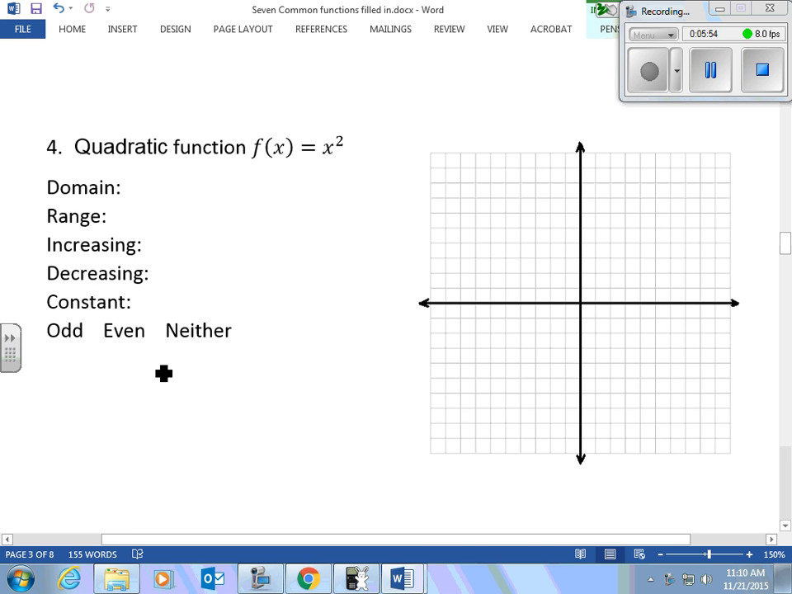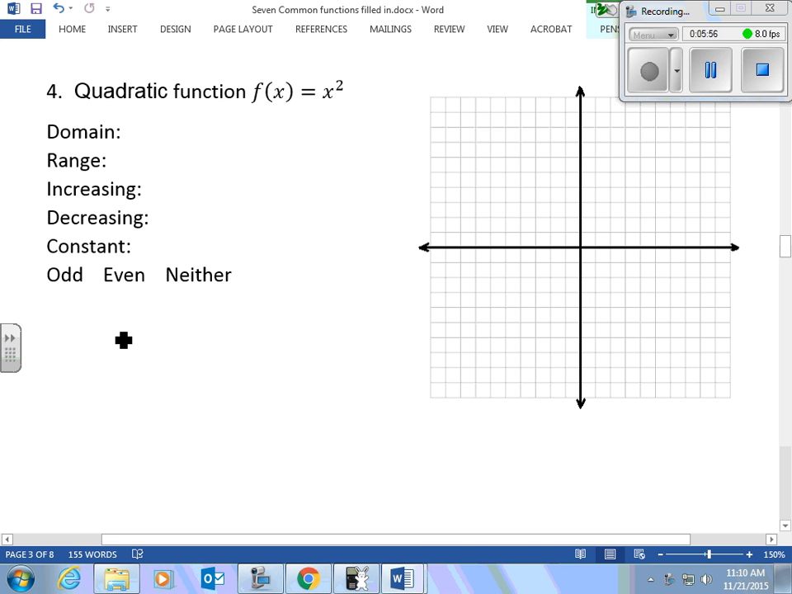Our fourth function is the quadratic function, f at x equals x squared. So again, let's come up with a table of values for that using the values of x from -3 to +3. And we're squaring the x values to get our y value. So we'll have 9, 4, 1, 0, 1, 4, 9.